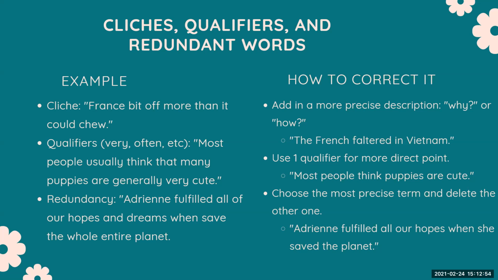So we want to make sure that we choose the most precise term and delete the one that isn't as precise. So the sentence now becomes "Adrian fulfilled all of our hopes when she saved the planet." Hopes was the more precise term, so that was the term that we decided to keep.